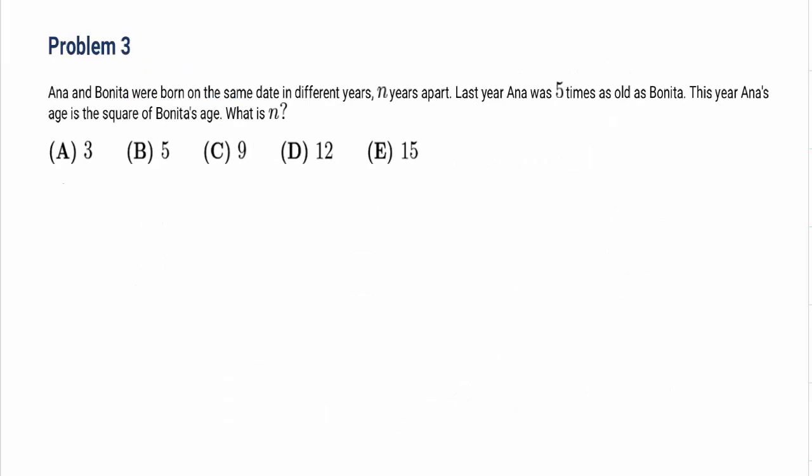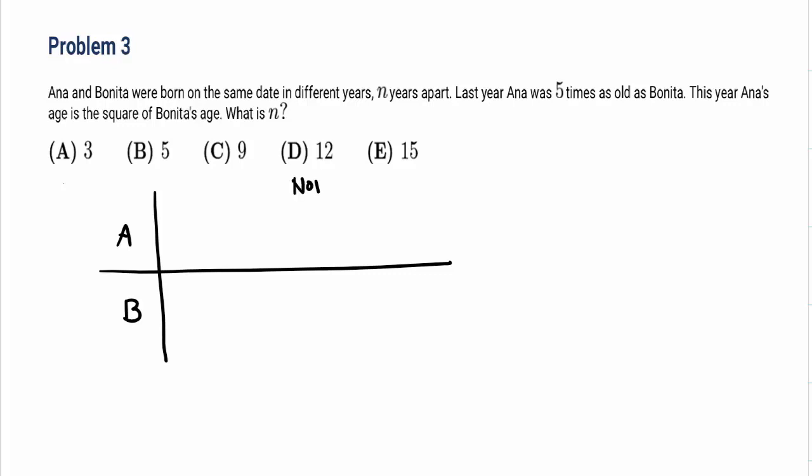Here is number 3. Anna and Bonita were born on the same date in different years. Same date, I'm going to make a table. This is Anna and Bonita, same date but n years apart. Their difference is always n years. This is now, and this is last year.